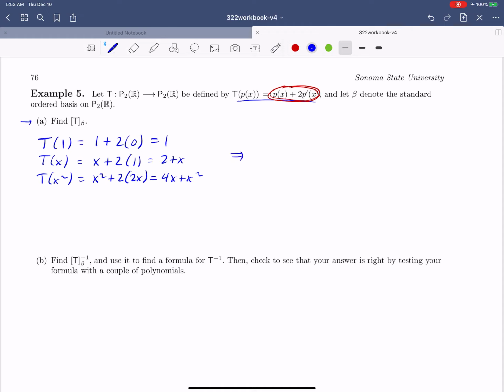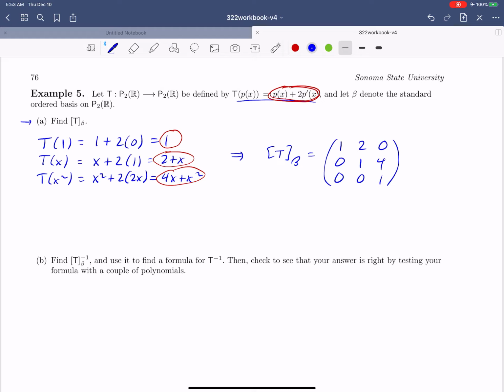Okay, so what does our matrix look like? Looking at our first output, 1, we can write 1 as 1 + 0x + 0x². So that would give us a 1, 0, 0 in our first column. Then we come to 2 + x, that's 2 + 1x + 0x², so that would be 2, 1, 0. And 4x + x², that's 0 + 4x + 1x², so that's going to give us a 0, 4, and a 1. Okay, so there's our matrix, and that's our answer to part A.